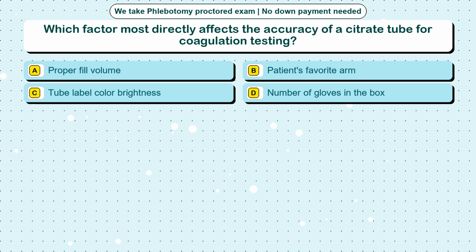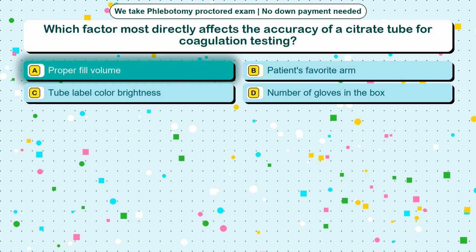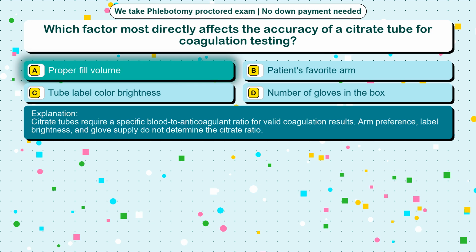A number of gloves in the box. The correct answer is option A. Proper fill volume. Citrate tubes require a specific blood-to-anticoagulant ratio for valid coagulation results. Arm preference, label brightness, and glove supply do not determine the citrate ratio.